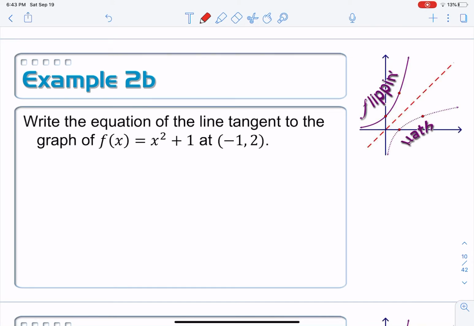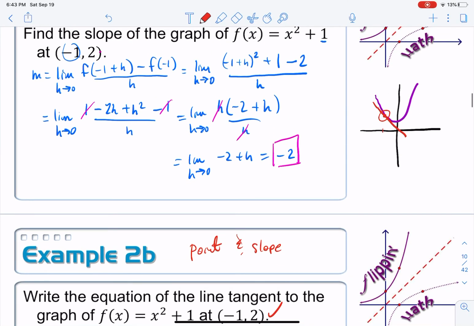Anyway, this last part of this question, follow-up: write the equation of the tangent line to the graph f of x equals x squared plus 1 at negative 1, 2. Whenever you write the equation of a line, you essentially need two pieces of information. You need a point, and you need a slope. Well, the point's obvious, it's just given to us. And the slope, hey, we just found that right there, it's negative 2.